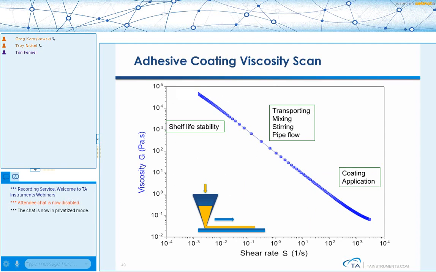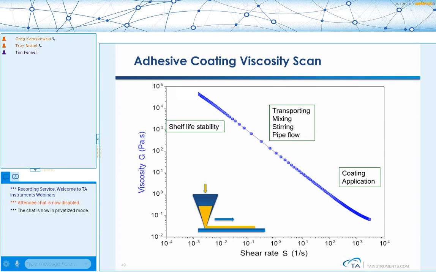So one of the things that we're interested in is viscosity versus shear rate, and we see that the low shear rate region should correspond to the stability of our material. The higher the viscosity is, the more stable the material is.